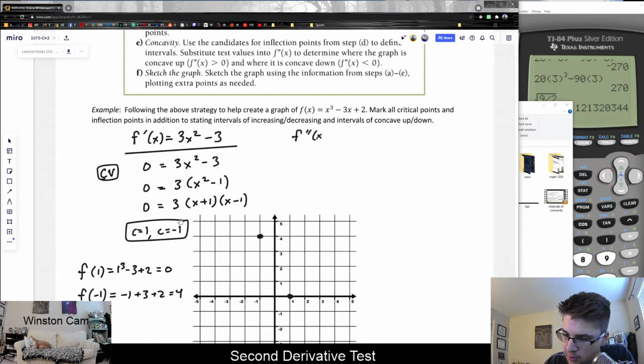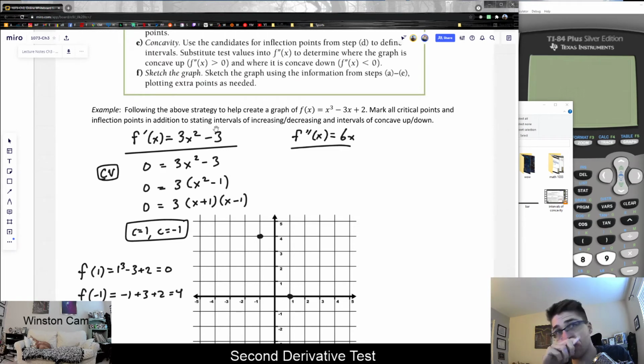So that's where I could go, well, what about the second derivative? Well, the derivative of 3x squared is 6x, and the derivative of -3 is 0. And so basically, I could figure out, well, an inflection point occurs when this is equal to 0.